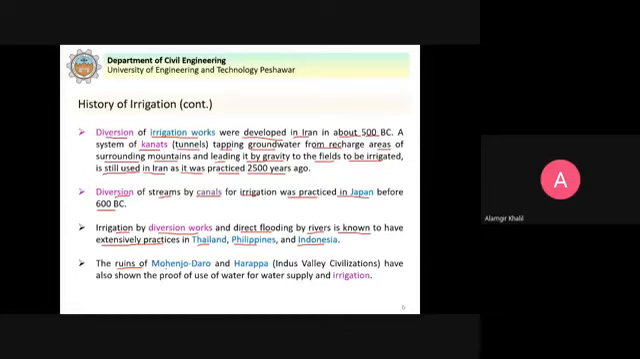The ruins of Mohenjo-daro and Harappa, Indus Valley civilizations, have also shown proof of the use of water for water supply and irrigation. So you can see that in different parts of the world, this artificial application of water to the agricultural lands has been practiced since a long time.